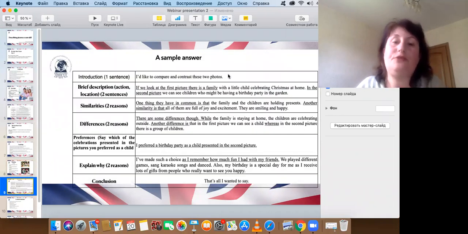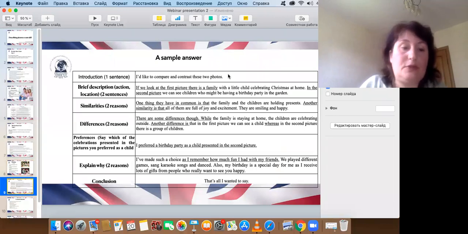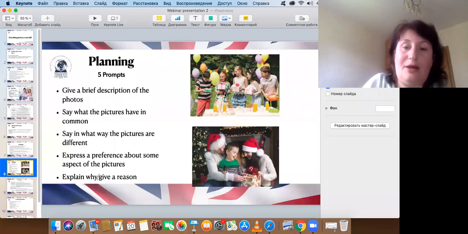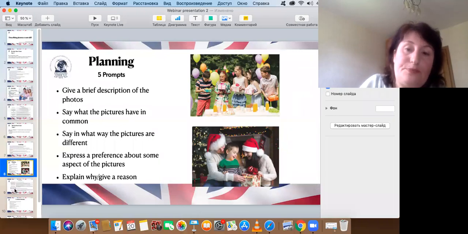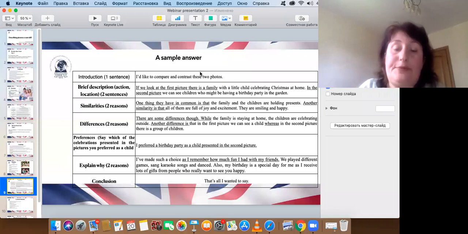Now let's calculate all together. I prepared for you a sample answer. Introduction. Actually, it is only 1 sentence: I'd like to compare and contrast these 2 photos. Brief description, don't forget, action and location. So these are 2 pictures, a group of children and a family with a child. This is my sample answer.